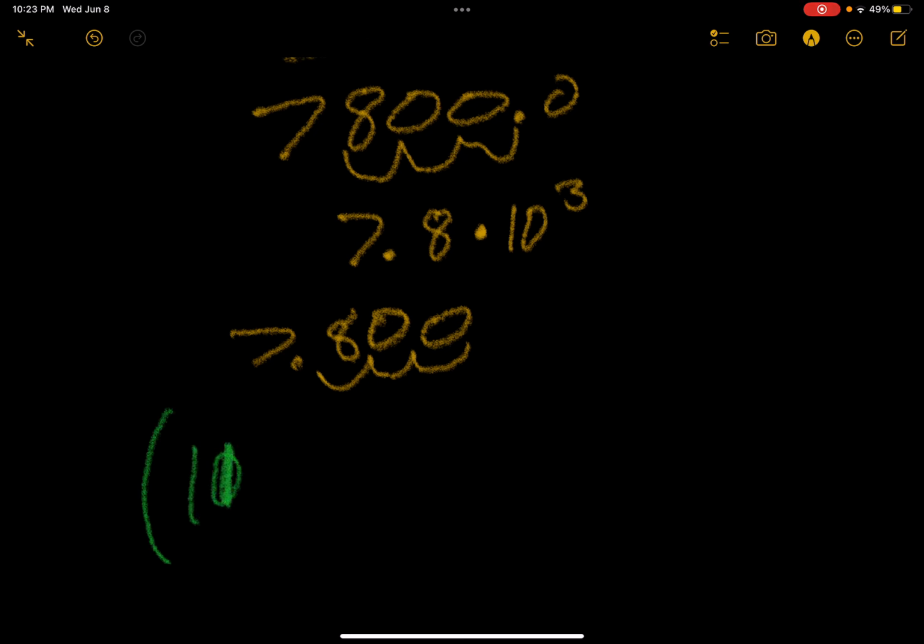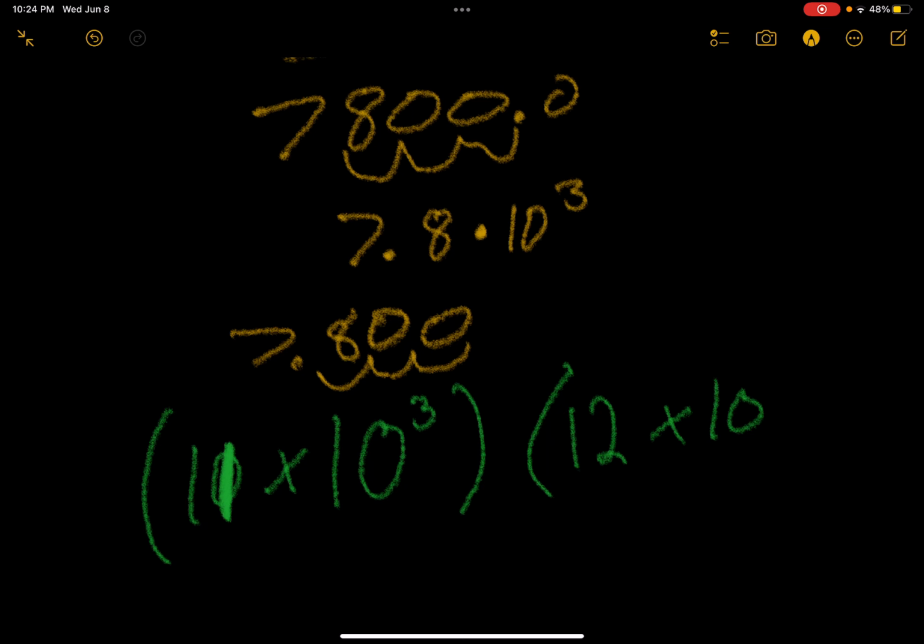Sorry. 11 times, okay, 11 times, and then we can have 12 times 10 to the second. How would you solve this problem?